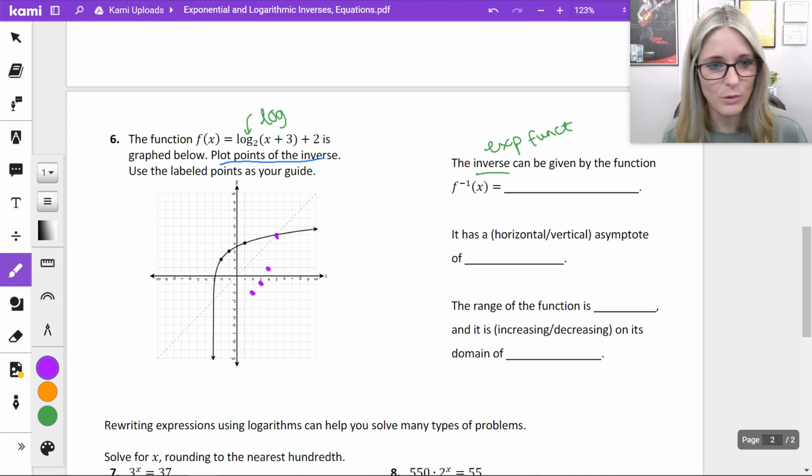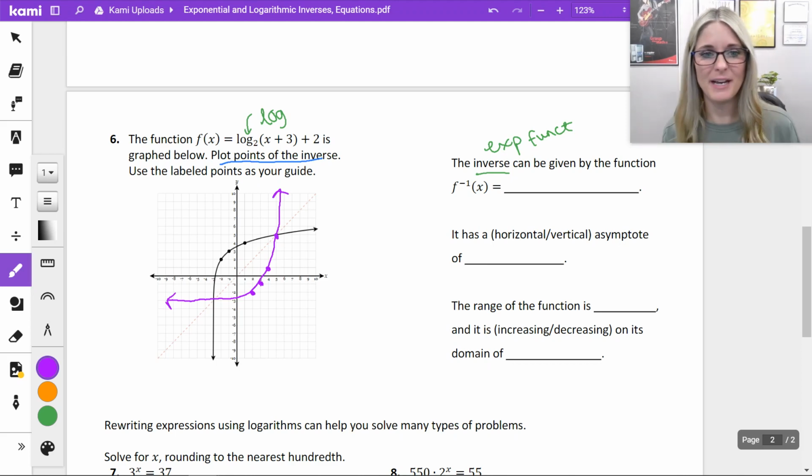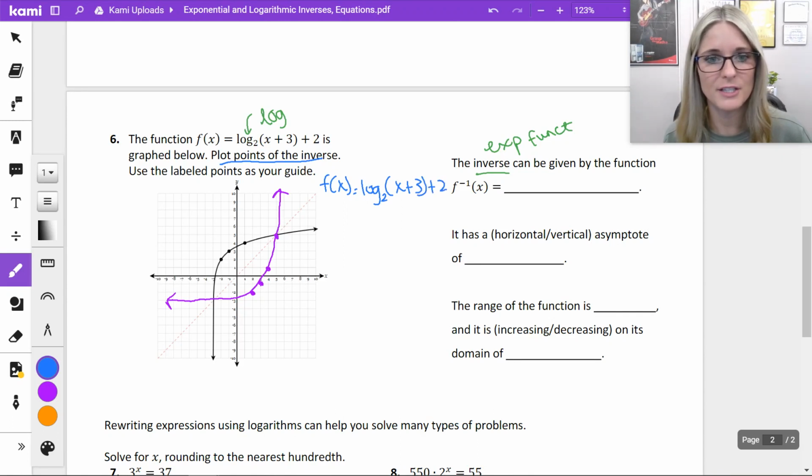So again, DeltaMath will draw this for you. I'm going to try my best to make this look beautiful and accurate for our features, but there would be my exponential function. Let's fill in our blanks over here. We have to find our inverse. So the given function was f of x equals log base 2 of (x plus 3), plus 2. When I switch my letters here, we have x equals log base 2 of (y plus 3), plus 2.